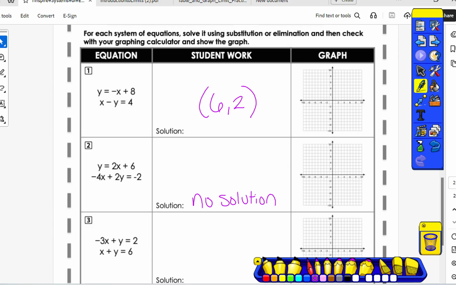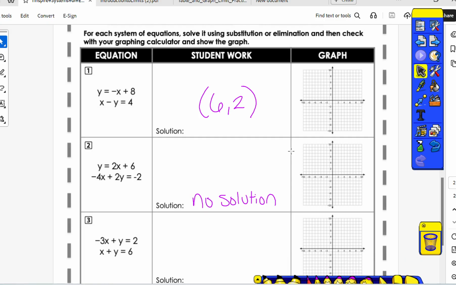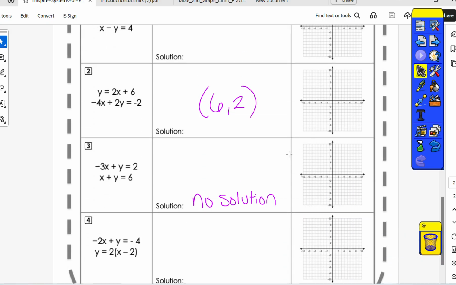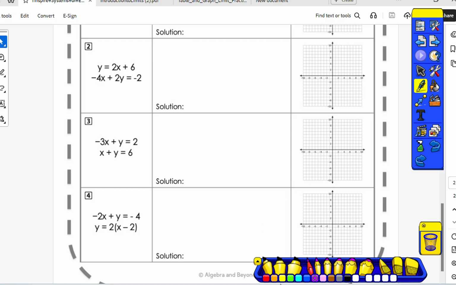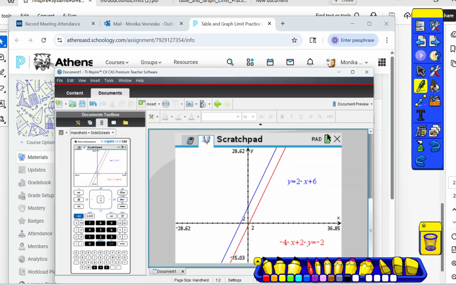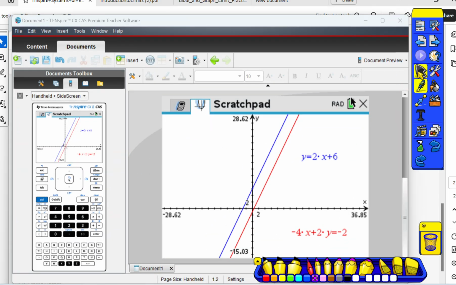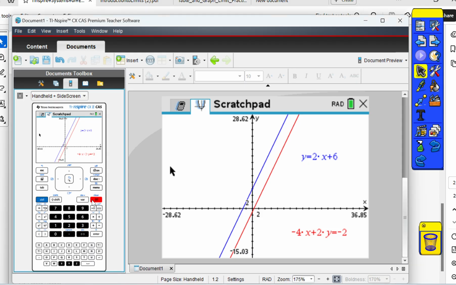Now, the next one. Is it the last one? The last one ends up being the same line. I'm just going to skip ahead to the last one really quick and show you what that looks like.